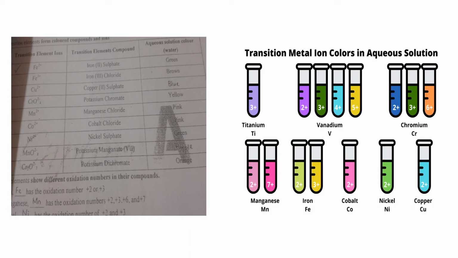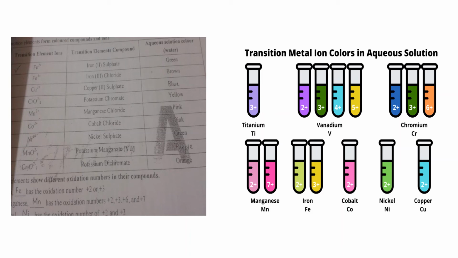Now, if you look at potassium chromate, one of the oxygen atoms is 2 minus because oxygen is in group 6, so it would form an ion of 2 minus, and because there are 4 of them, that makes it 8 minus. Here you can see that there's an overall charge of 2 minus, so with 8 minus and 2 minus, you need a 6 plus. So the chromium is 6 plus, and that makes it yellowy orange.